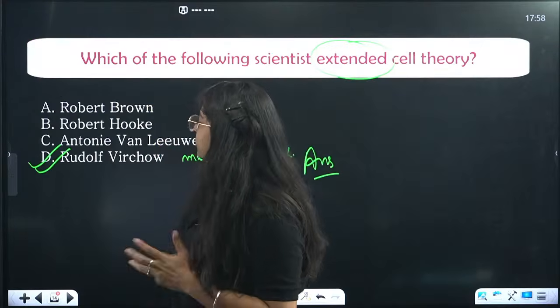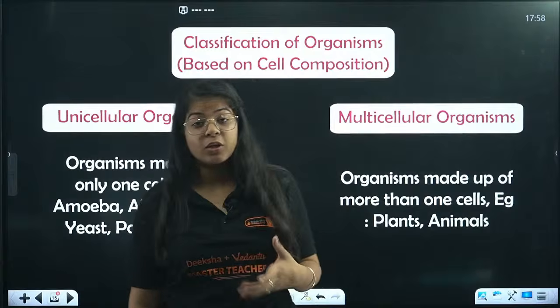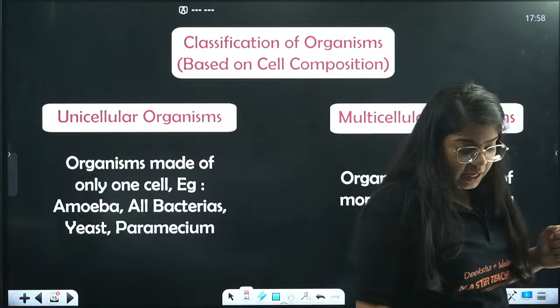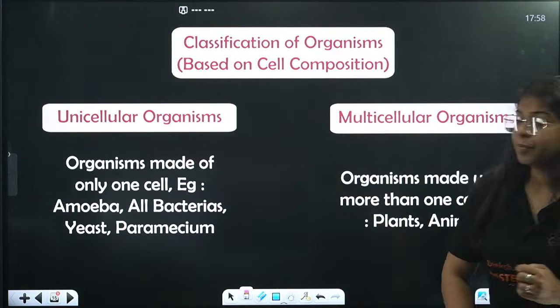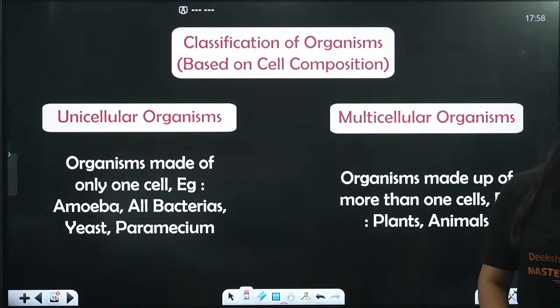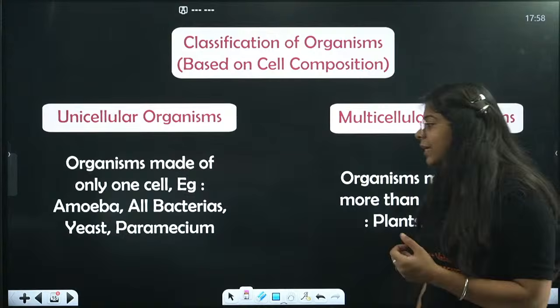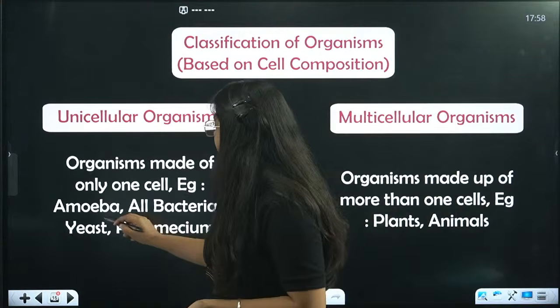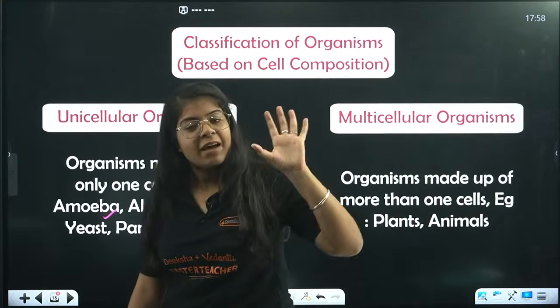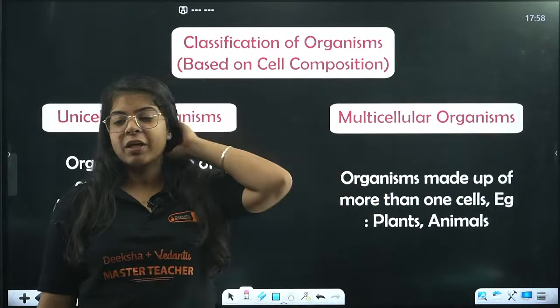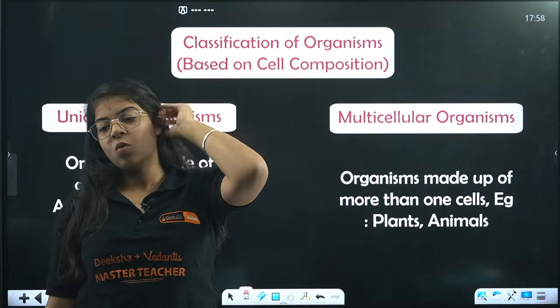Then we have a very important question we did, and now we know there are two kinds of organisms: unicellular organisms and multicellular organisms. Unicellular is made up of one cell, and multicellular organisms are made up of more than one cell. What are the examples of unicellular organisms? It's simply bacteria, yeast, paramecium, amoeba. All these are examples of unicellular. I have recorded a one shot for this. If you want a detailed video on what is nucleus, what is cell, then go watch that.